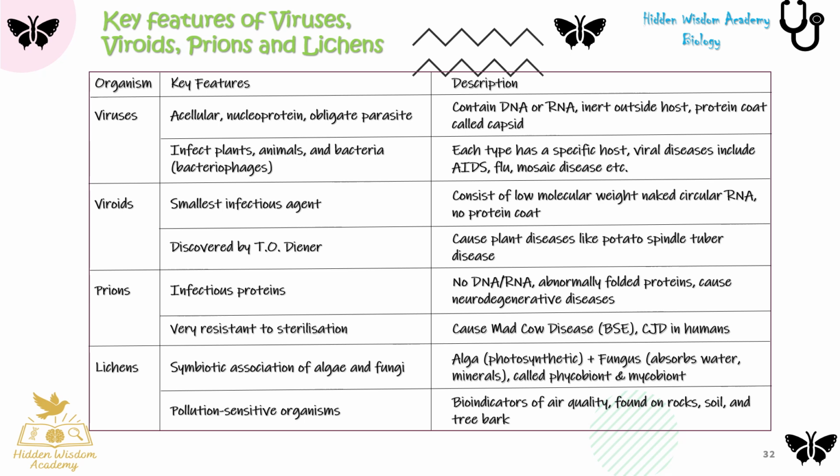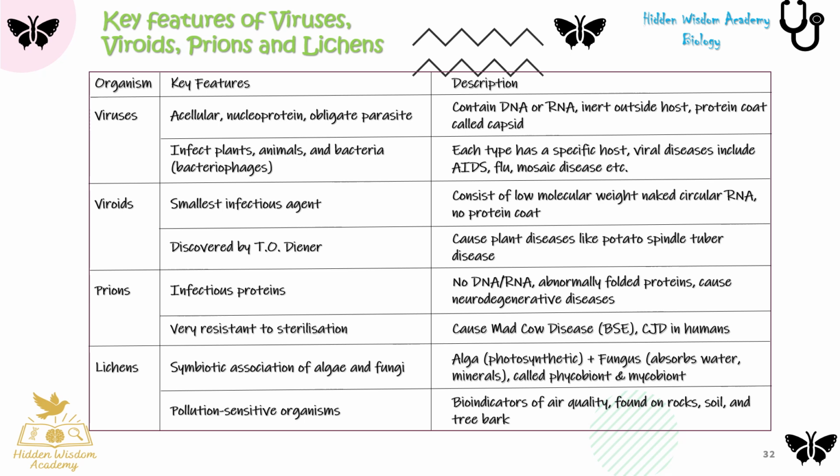Viroids. Viroids are the smallest infectious agent. It consists of low molecular weight naked circular RNA, they have no protein coat. Discovered by T.O. Diener. They cause plant diseases like potato spindle tuber disease.